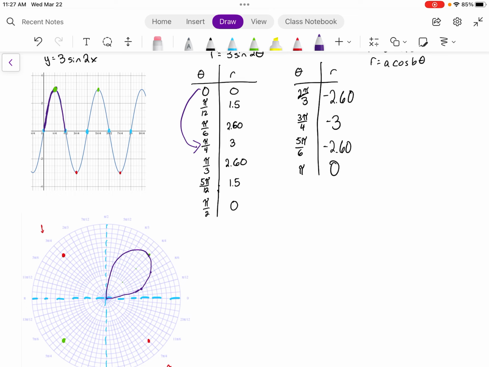And if you think about the graph of y equals 3 sine 2x, that should make a lot of sense to you, right? As we moved around in this direction for theta, r got farther away, and then it got closer, and everything was always positive.